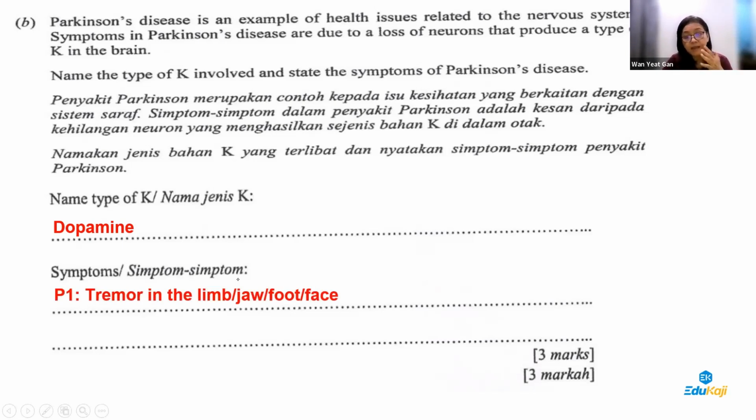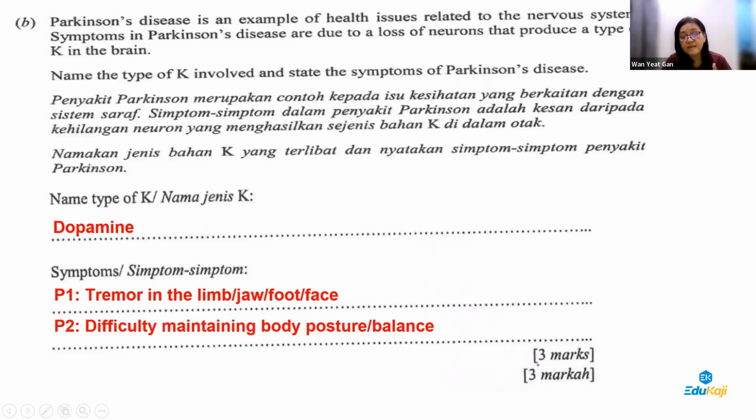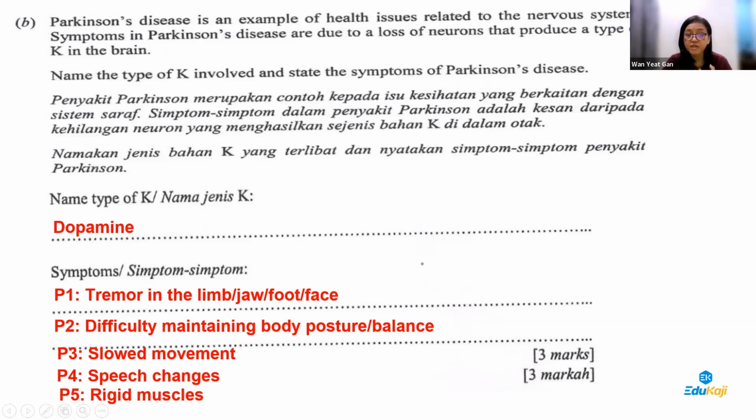The person's hand will tremor all the time, or his limb or his jaw, and he will have difficulty maintaining his body posture, so he will lose his balance. He will also walk more slowly because he can't maintain his posture. His speech will change, so he will have slurred speech. He also has rigid muscles, which means he has no flexibility when he holds or takes something in his hand. His hand becomes rigid because of the rigid muscle.